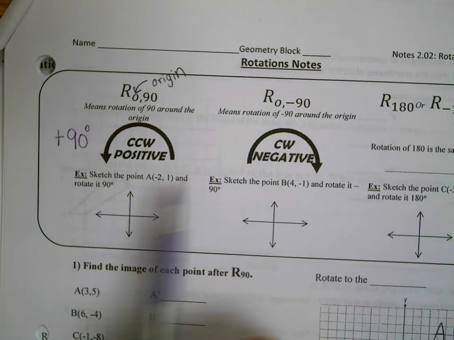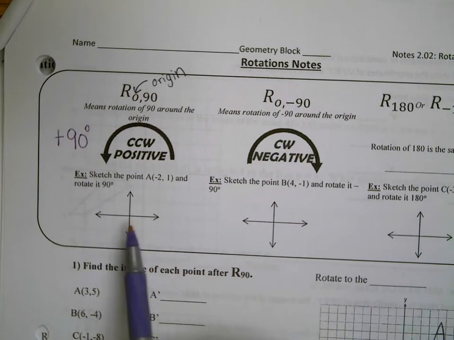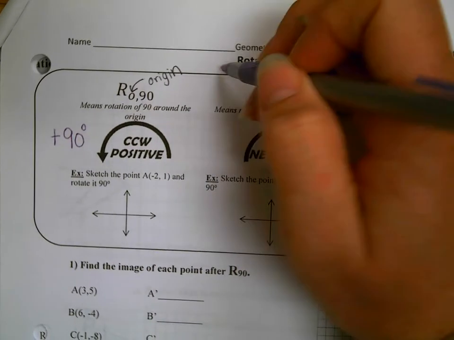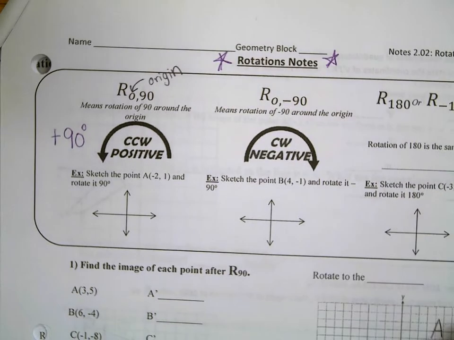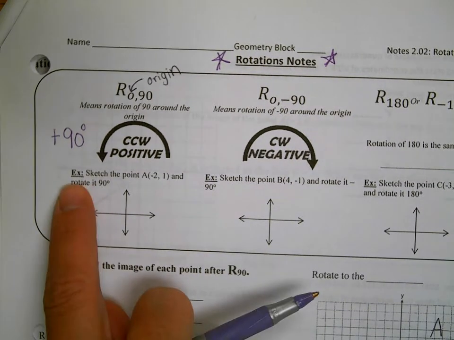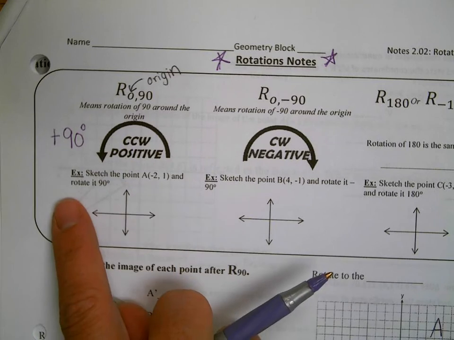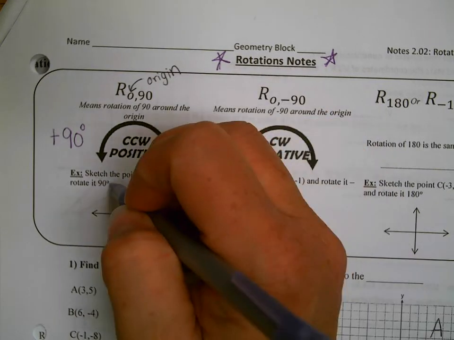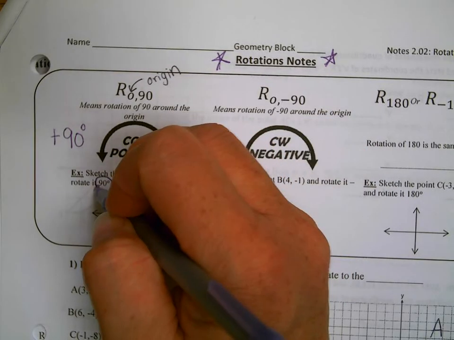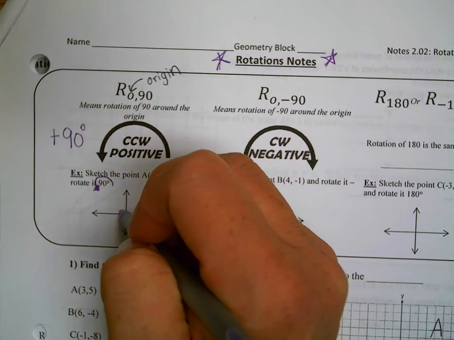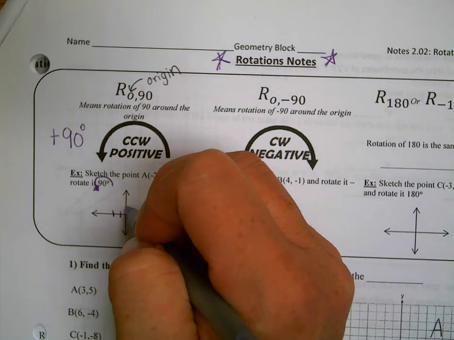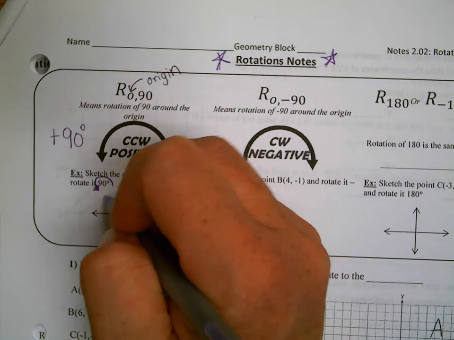So sketching and starting exercise 1 here. So again, rotations are our turns. We're going to turn the paper. So example 1 says sketch the point A, -2, 1, and rotate it 90 degrees. So again, 90 degrees is going to turn our paper counterclockwise. So our point A is to the left 2, up 1. I'm going to graph it here.